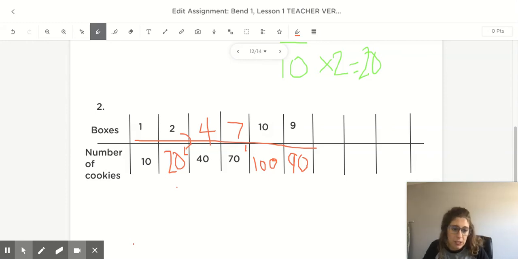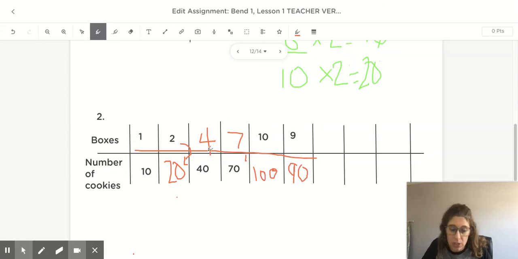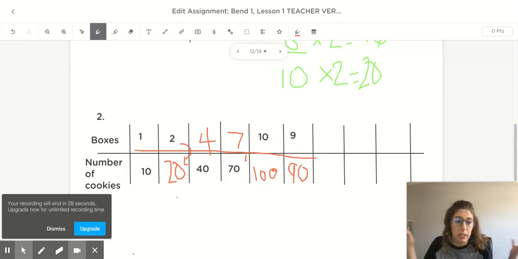Your job on the next page is to do some more work with ratio tables and filling them out. And then we'll start thinking about how ratio tables can help us solve bigger multiplication problems.